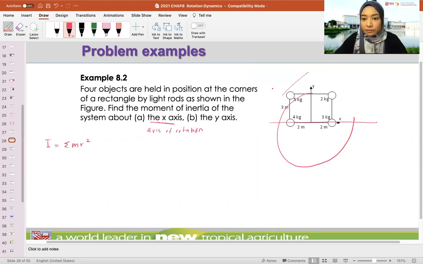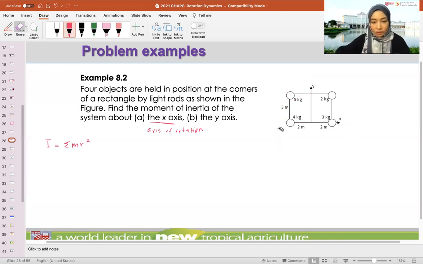I'm imagining it first. So we have 2 situations here. The first one, the axis of rotation is the x-axis. The second one is the y-axis. Okay, so let's move on to A. So A is find the moment of inertia, I about the x-axis. We have four particles: particle number 1, particle number 2, particle number 3, particle number 4.